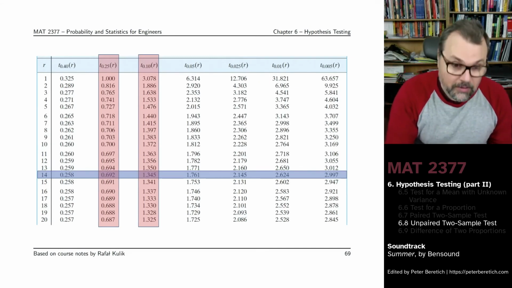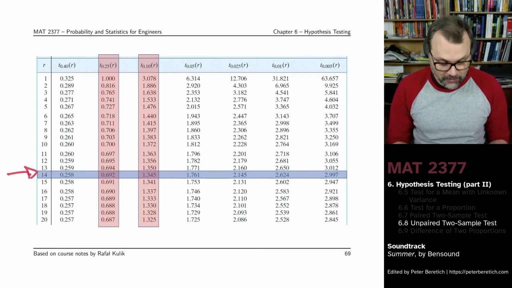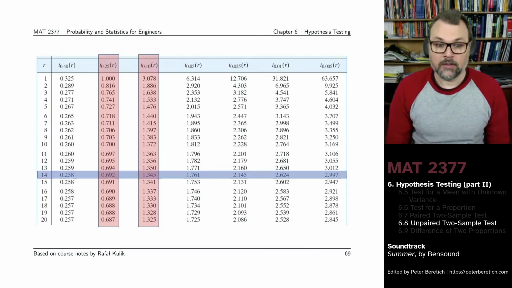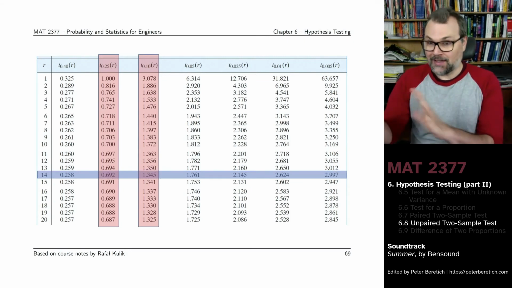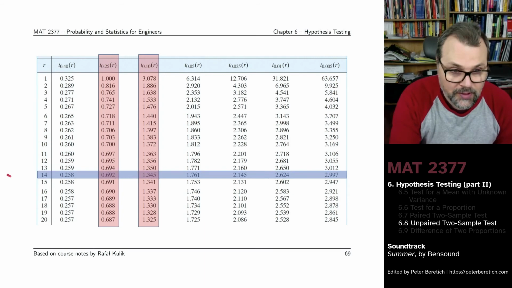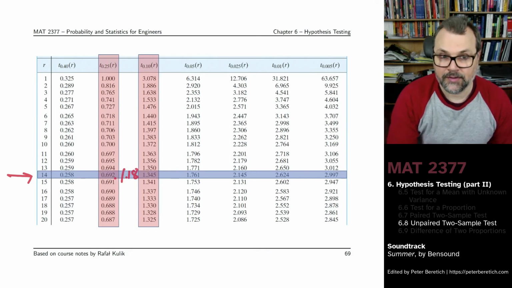Well, we had a number of degrees of freedom. We knew it was 14. And we knew the actual value that interested us was minus 1.18, or 1.18 because we're looking at the mirror image of this. So we look through the row for 14 degrees of freedom until we find two successive quantities that sandwich our value of 1.18. There it is. And that gave us an alpha of 25% and an alpha of 10%.